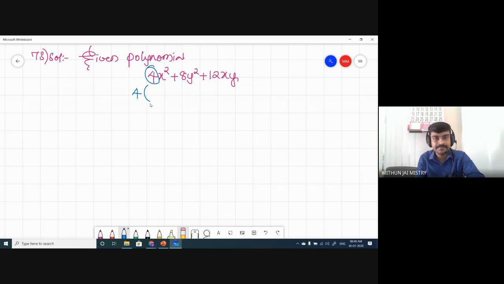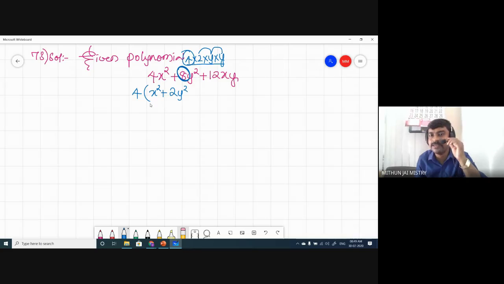This 4 has gone, so what is left? Only x square is left. Plus, here 8 is actually 4 into 2 into y square. In this, 4 has gone, so what is left? 2 into y square. That is, 2y square is left, children.